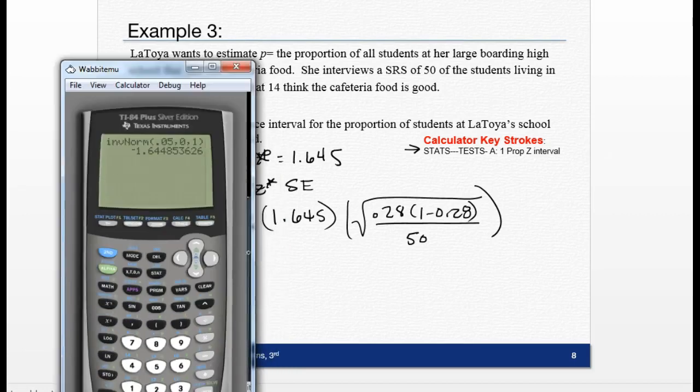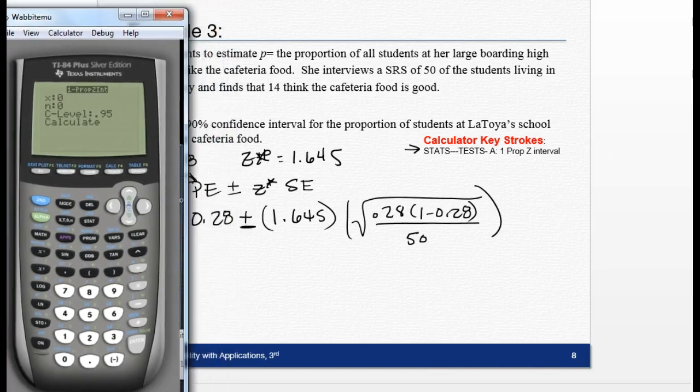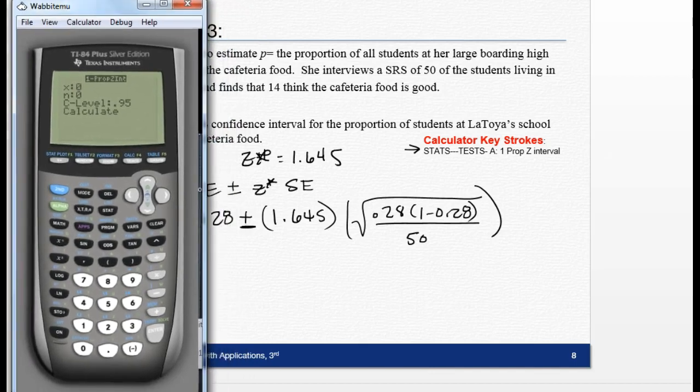So in my calculator, I'm going to go to Stat, Test, and then scroll down till I get to Test A. There it is, 1 proportion z interval. Now, X is the number of students that she thought that the cafeteria food was good. Well, in this case, X was 14. N was how many samples did she take. C level, that's our confidence level. We want a 90% confidence interval, so we put 0.90, and then we hit calculate. It does the rest of it for us. You need to write the formulas out like I've shown you, but it does the rest.